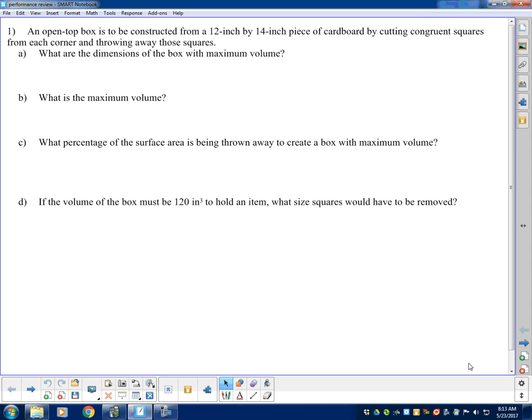So this is second semester performance task review. We've got an open top box to be constructed from a 12-inch by 14-inch piece of cardboard by cutting out the corners here. And we want to know how much needs to be cut out of each corner to create a box of maximum volume.